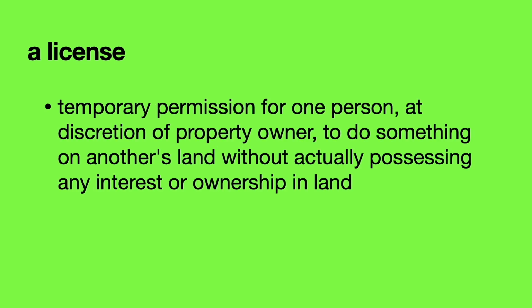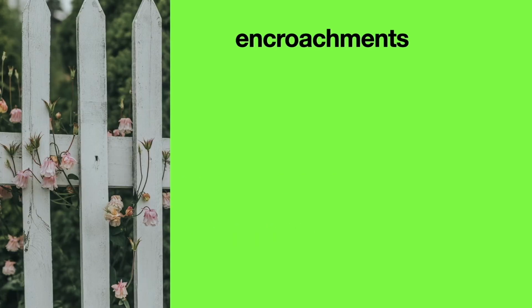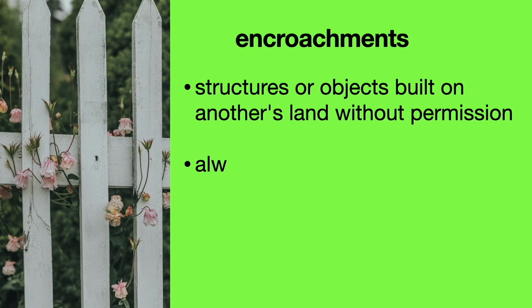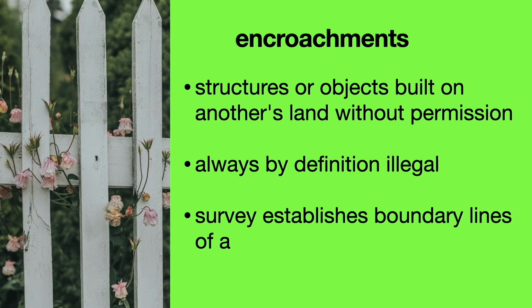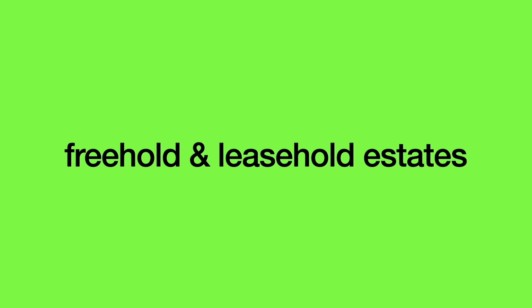A license is temporary permission for one person at the discretion of the property owner to do something on another's land without actually possessing any interest or ownership in the land. A license is not assignable or inheritable. Encroachments. Encroachments are structures or objects built on another's land without permission. Encroachments are always, by definition, illegal. A survey establishes the boundary lines of a property and may help identify both encroachments and easements. Types of ownership: freehold and leasehold estates.